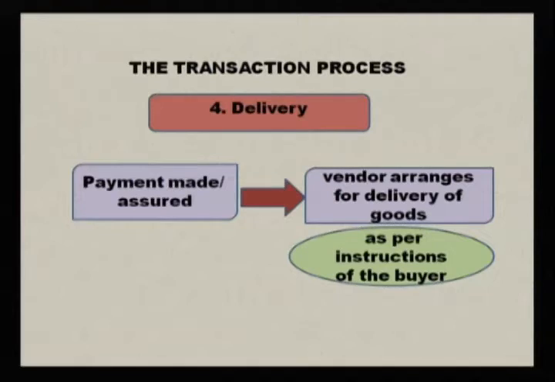So once the payment has been made for your order, the delivery comes at the designated place for which the address was already filled up at the time of registering with the vendor. Once the payment has been assured by the supplier, they arrange for the delivery of the goods as per the instructions given by the buyer with regard to the time slot during which the delivery has to be done, or the place where the delivery has to be done. So all these instructions are given by the buyer and the delivery takes place.